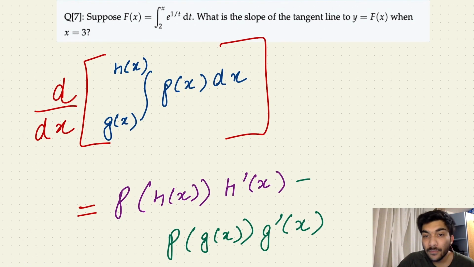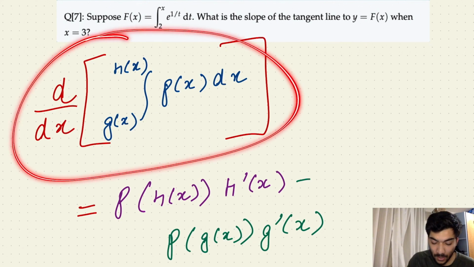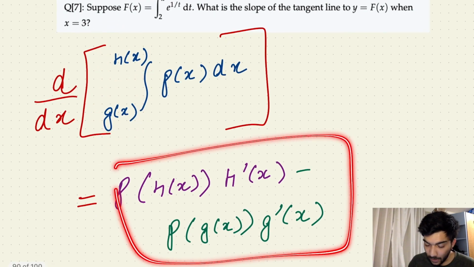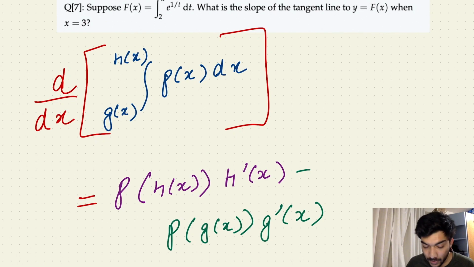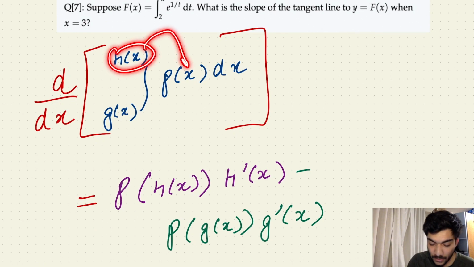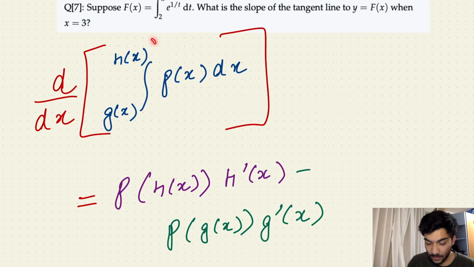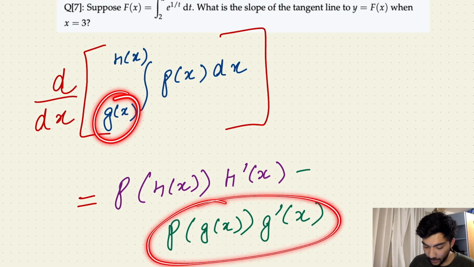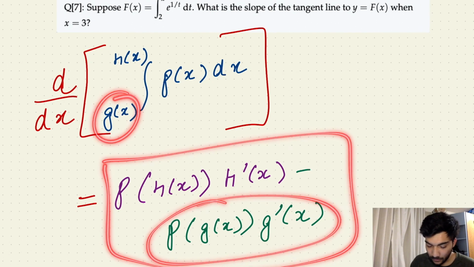So let's first have a brief overview about the concepts that we did in the last video. Whenever you have to take the derivative of a definite integral whose endpoints are also functions, you basically evaluate this expression. You first plug your h of x into f of x and then take the derivative of h of x, have it in one term, and then you do the same thing for g of x, and then you'll subtract both of these components.